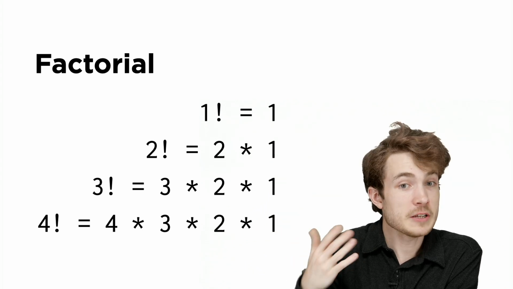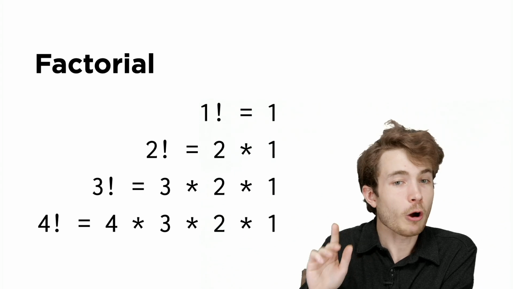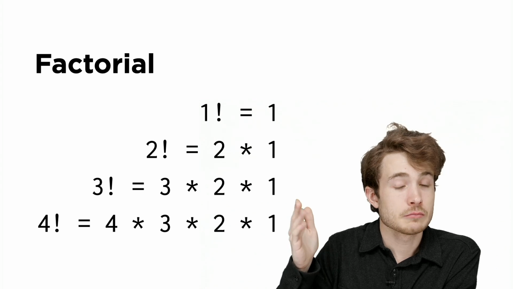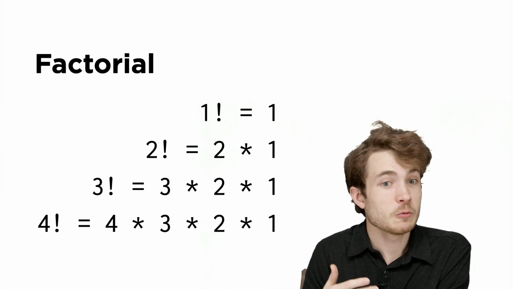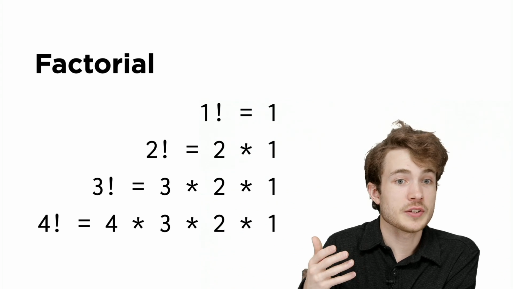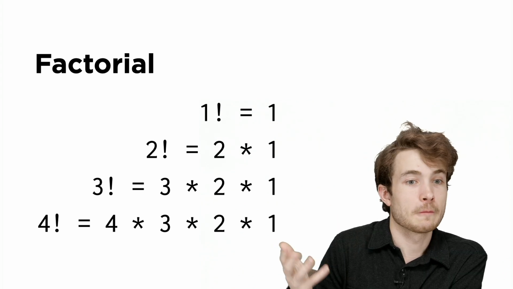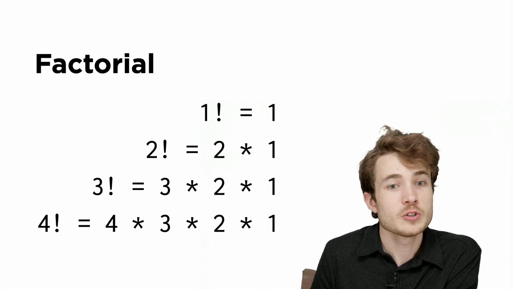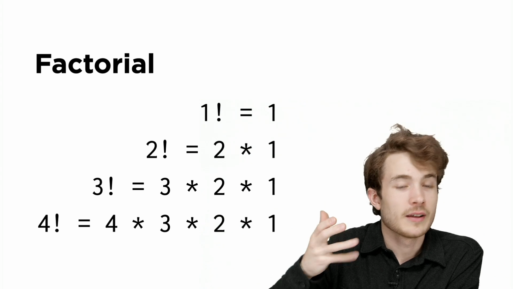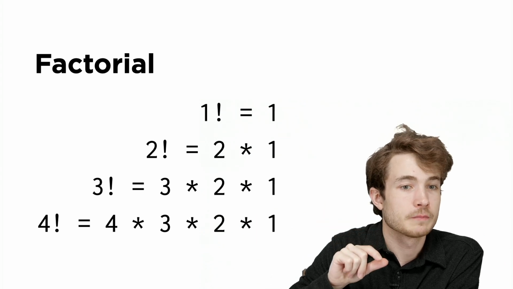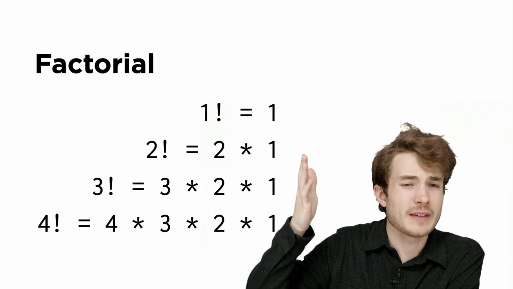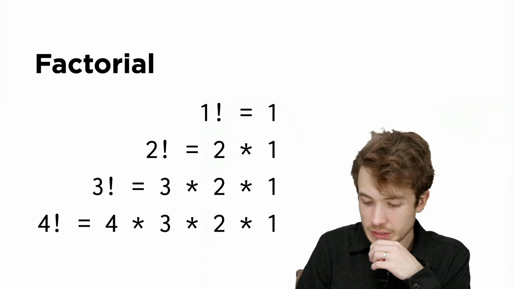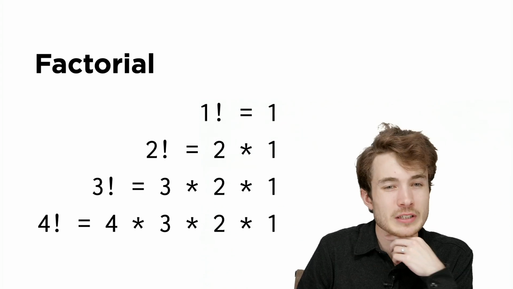And similarly for 3 factorial, it looks to me we could solve that problem by saying, well, 3 factorial is just 3 times 2 factorial. And same thing with 4. We could say, well, 4 factorial is just 4 times 3 factorial, and so on and so forth. So we're able to find a solution to this problem in a smaller version of that problem. Until, of course, we get down to 1 factorial, and we just say, well, that is just 1 in the end.